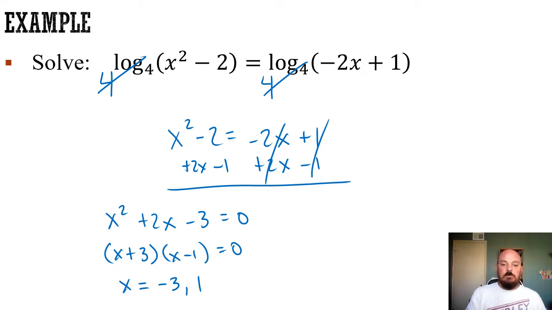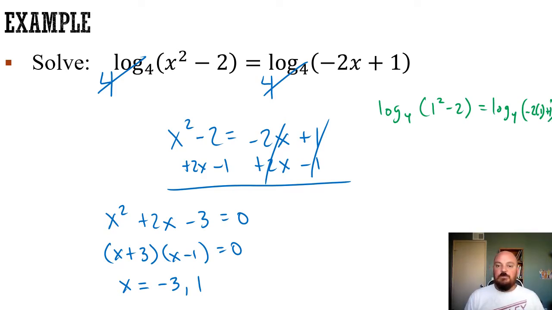So let's go back up to the very original problem. And let's start with the 1. I like the 1, it's easier. So if I plug in 1 for x, I have log base 4 of 1 squared minus 2 equals log base 4 of negative 2 times 1 plus 1. Now what happens on the very first one, you get 1 minus 2 is negative 1. I don't even need to see what that second one equals.